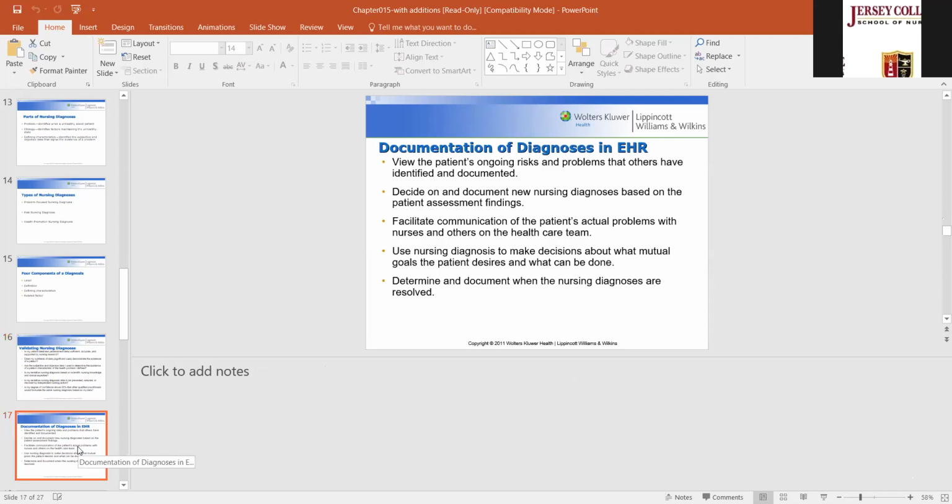Now I'm documenting, okay? So I'm looking at the patient's ongoing risk and problems and things that other people have also identified and documented. I'm deciding on the document and the new nursing diagnosis based on my patient findings. I'm communicating or promoting communication of the patient's actual health problem with nurses and other people on the team. I'm using those nursing diagnoses to make decisions about meeting mutual goals that the patient desires and what we can actually do. And then I'm determining and documenting when the diagnosis is resolved.